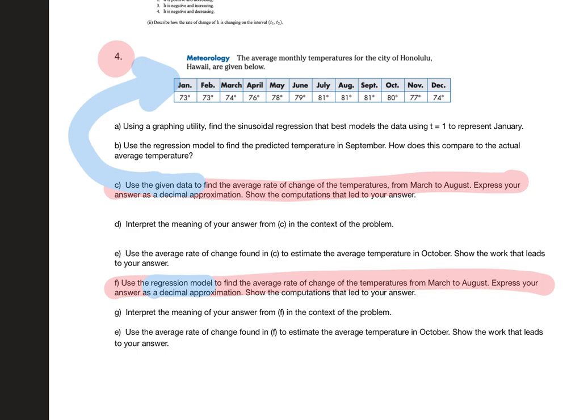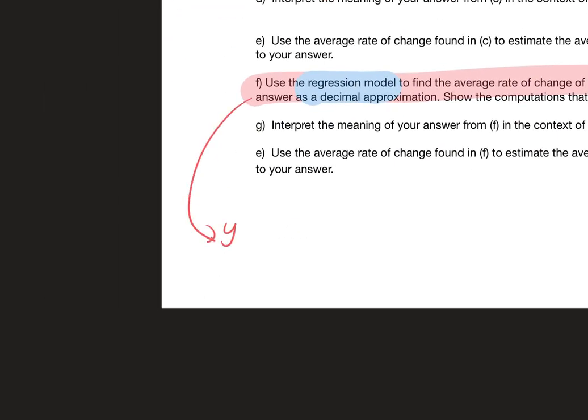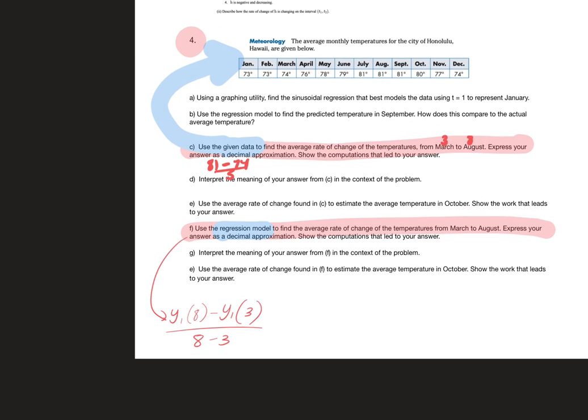This is the equation. So for this, I would do March is 3, August is 8. I would do F of 8, which is 81, minus F of 3, which is 74, over 5. Okay? That's going to give you that rate of change. And then you still use that rate of change to predict a value like that. For F, you're going to keep your stored equation in your calculator, and you're going to do Y1 of 8 minus Y1 of 3 over 8 minus 3. They should be close, but they are not going to be the same answer.